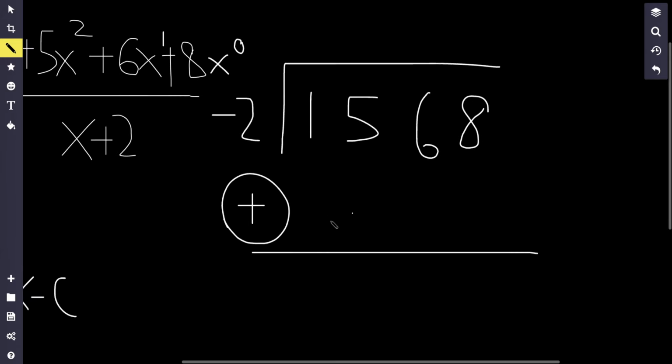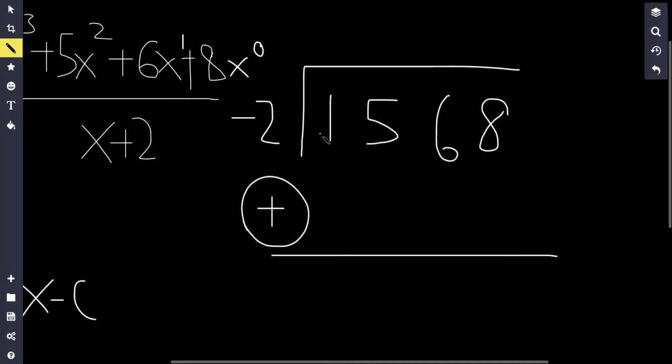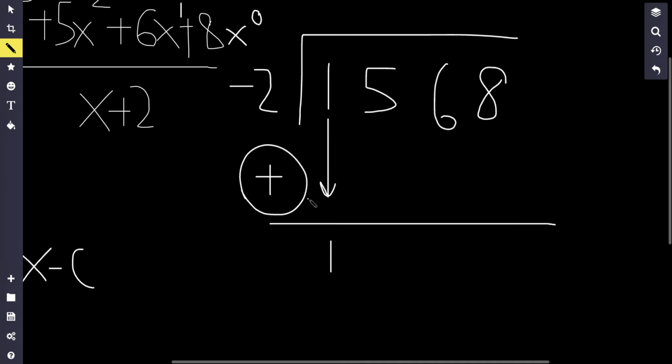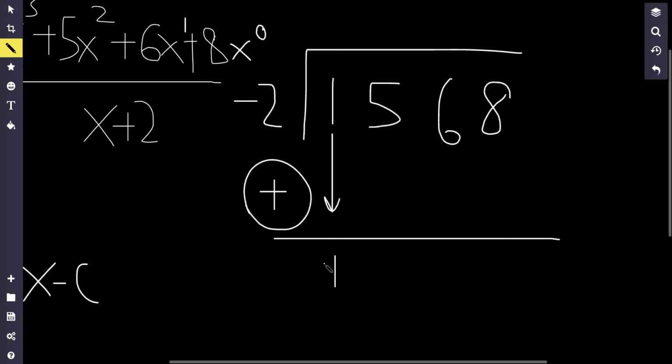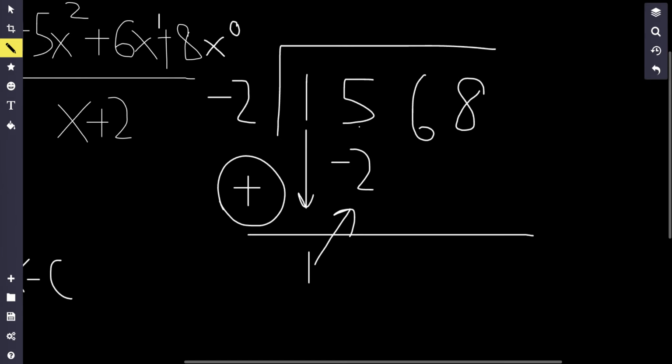The first step is to take your highest term and bring it down, so you put a 1 down here. Now you multiply this 1 by -2. 1 times -2 gives you -2, and you bring it up to this box. Now you add these two terms, which is why I have this addition sign over here. So 5 plus -2 gives you 3.